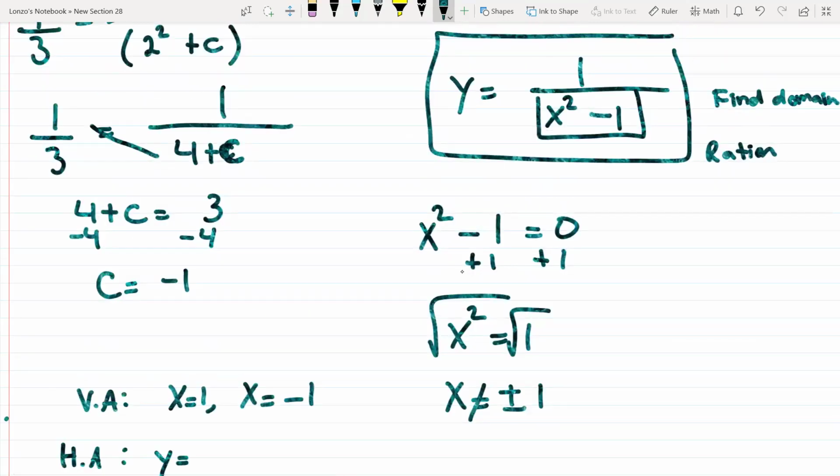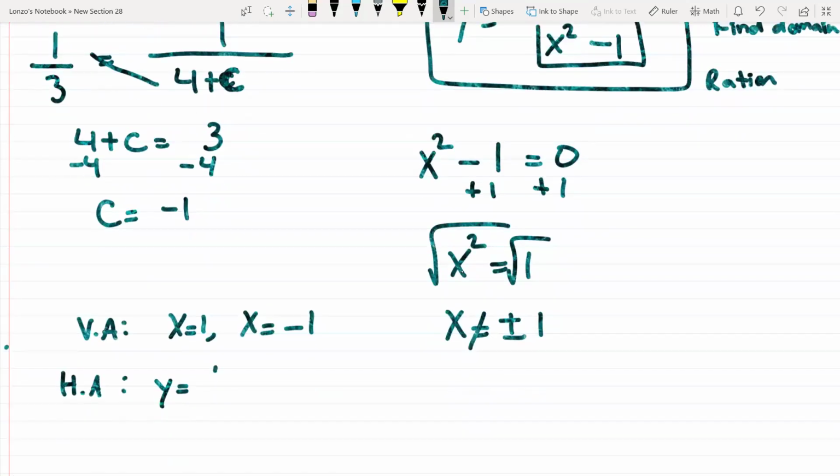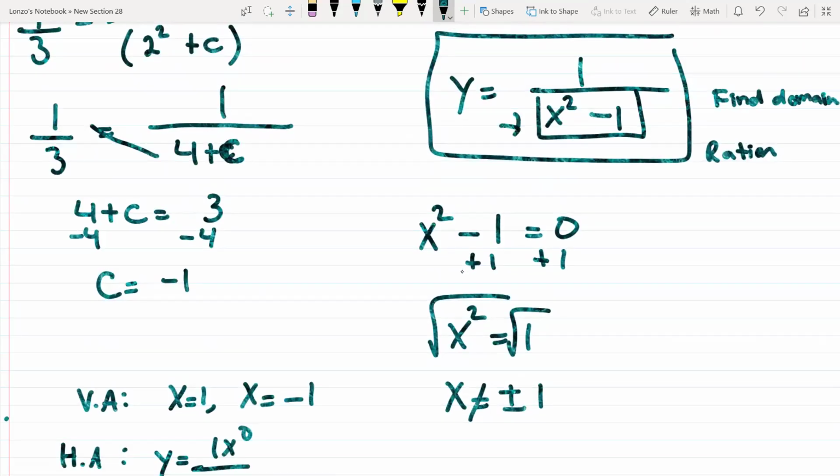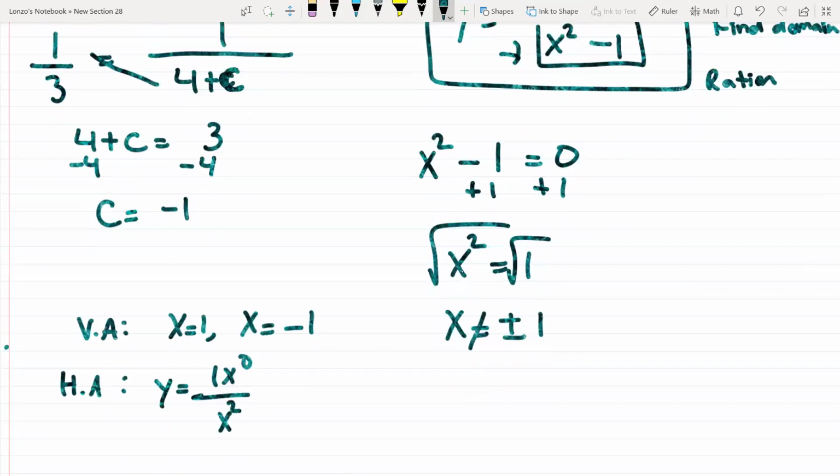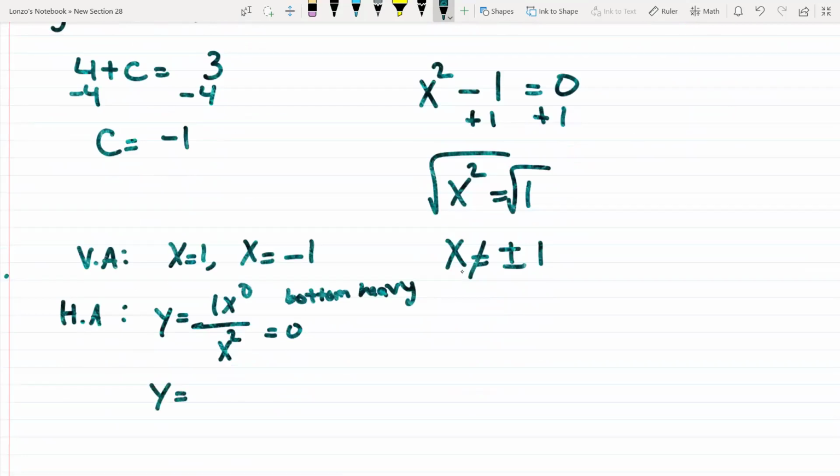You basically look at the highest degree on the numerator and the highest degree on the denominator. The highest degree on the numerator is 0, since the 1 can be expressed as 1x to the 0. And the highest degree on the bottom is x squared. There are three rules, and this is specifically bottom heavy. And what do we know about bottom heavy? It is always going to be 0. Our horizontal asymptote is y equals 0.